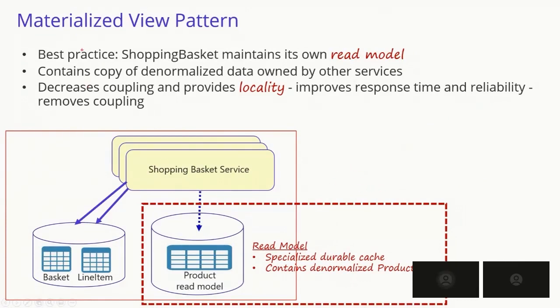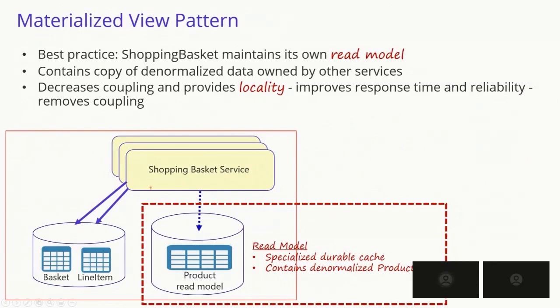So again, this is called the materialized view pattern. It's a best practice that we see across microservices. And again, this is where a service needs to own data or use data that another service owns. It's more efficient typically and a better practice to put a copy of that data into the actual service itself to avoid those synchronous, direct, cross-service calls that can get us in trouble. So again, we decrease the coupling, and now we have locality, meaning the data is in the actual process. We improve response time, we increase our reliability. We're getting rid of that coupling.